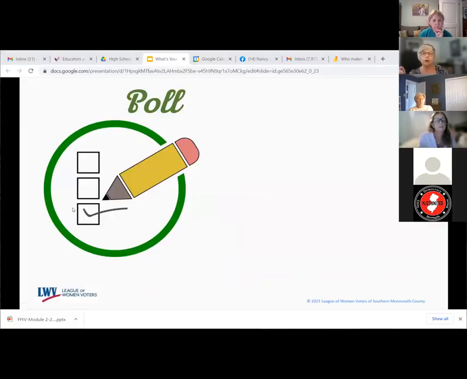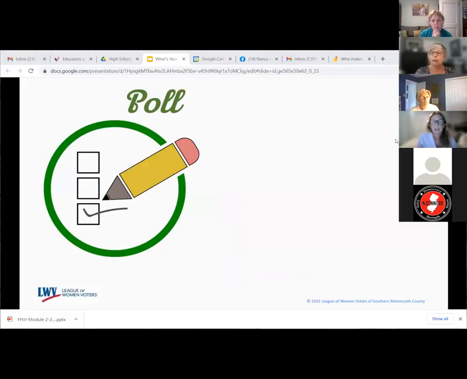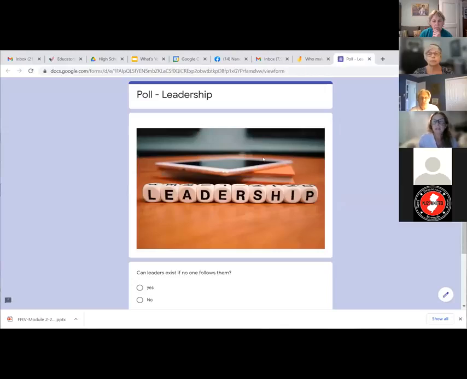Okay, and now we're going to try something else. We're going to try to have some fun with a poll. Again, I'm going to copy a link into the chat box, and I'm going to ask you to click on that. Okay, click on the one that says HTTPS forms. And what you should see is a poll on leadership with an image of leadership.